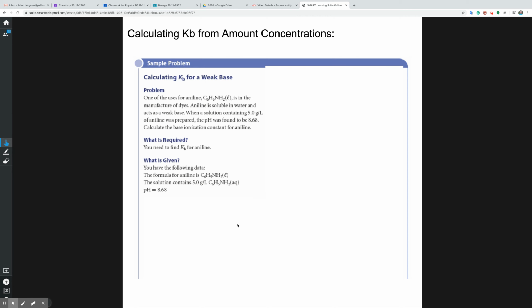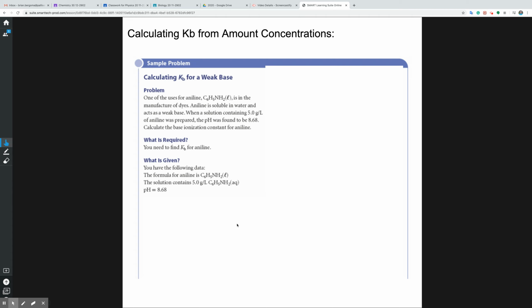Okay, here's an example problem. One of the uses for aniline, C6H5NH2, is the manufacturing of dyes. Aniline is soluble in water and acts as a weak base. When a solution containing 5 grams per liter of aniline was prepared, the pH was found to be 8.68. Calculate the base ionization constant for aniline.